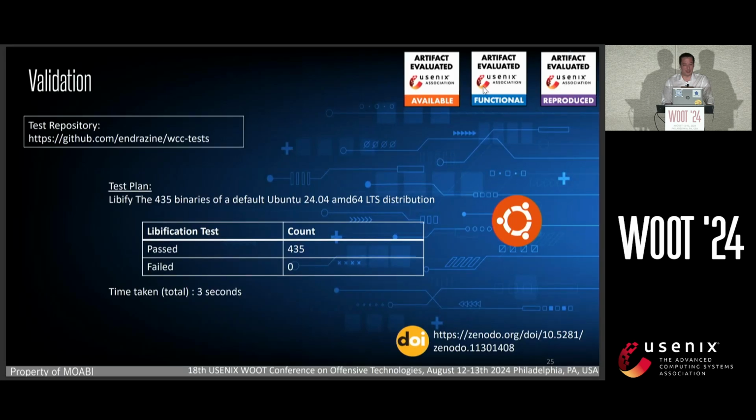In terms of validation, what we did is take all the binaries from an Ubuntu distribution on an Intel 64-bit architecture and try to libify them. So there's about 435 binaries on a default installation. And libifying all of them so they can be accepted by dlopen took about 3 seconds in total.